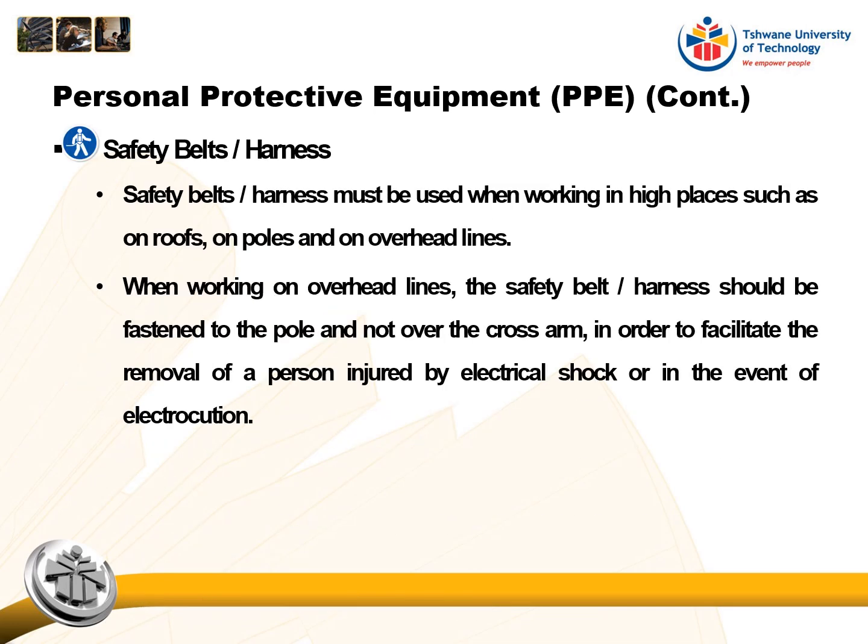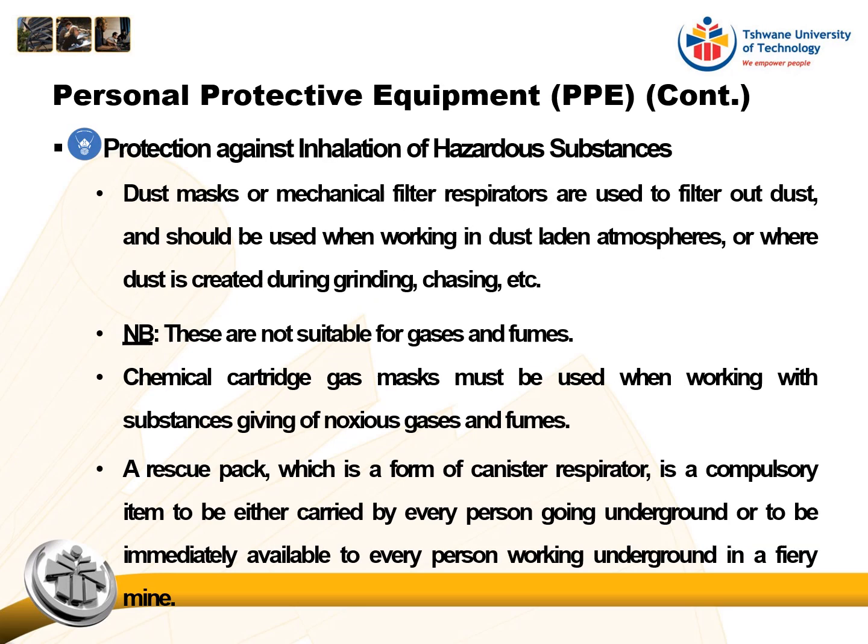Safety belts or harnesses. Safety belts or harnesses must be worn when working in high places such as on roofs or poles and on overhead lines. When working on overhead lines, the safety belt or harness must be fastened to the pole and not over the cross arm in order to facilitate the removal of a person injured by electrical shock or in the event of electrocution.